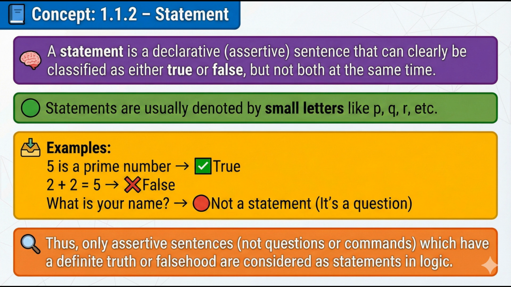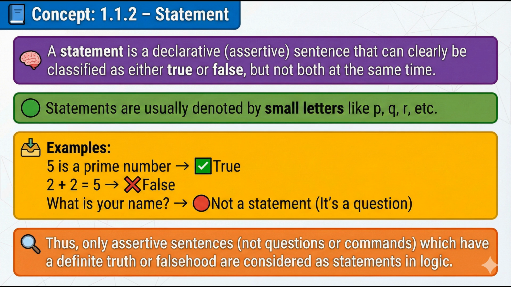Example 1, statement P says 5 is a prime number. This sentence declares a fact. The fact is correct, so this is a true statement. Example 2, statement Q says 2 plus 2 is equal to 5. This is also a declarative sentence, but the fact stated here is incorrect, so this is a false statement.